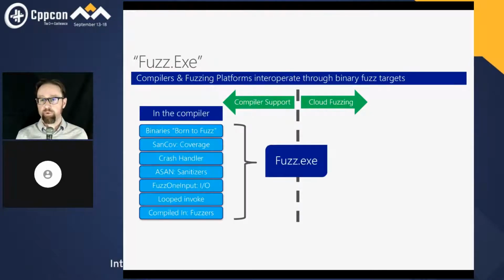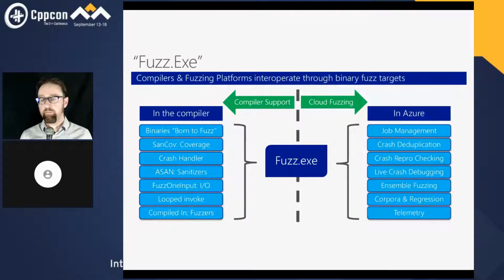So the compiler support that we've already covered is half of the story, and the other half is cloud fuzzing. The job management to be able to do testing in bulk with this massive number of test cases that Justin mentioned, crash deduplication, being able to check and manage the massive number of crashes you may get, making sure they reproduce, making sure they're unique, handling the onboarding of fuzzers, and using telemetry to get notifications.